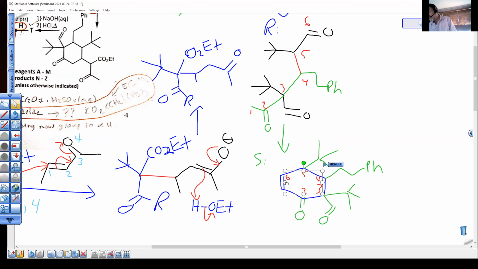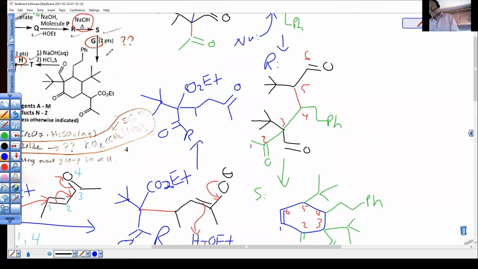My one looks a little out of position now. There we go. That's molecule S. Wow. So we can finally do molecule G, huh? Well, I'm just gonna help you out a little bit.